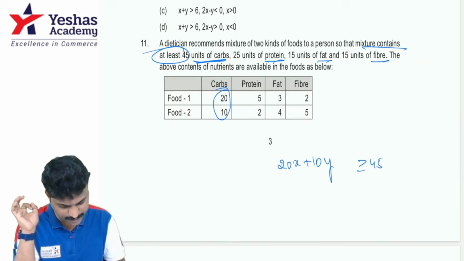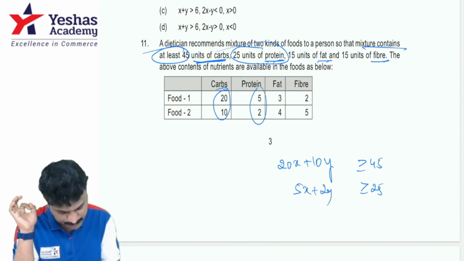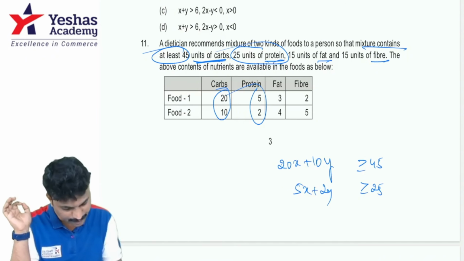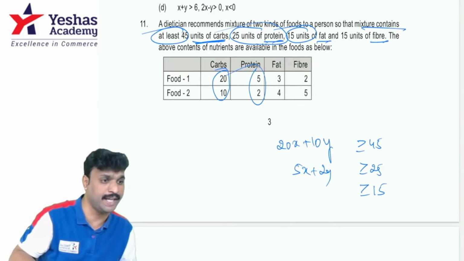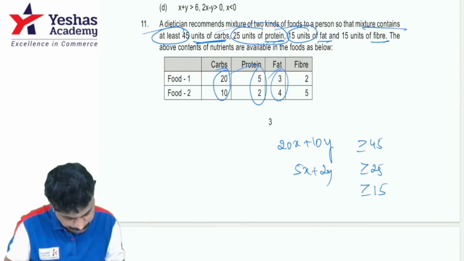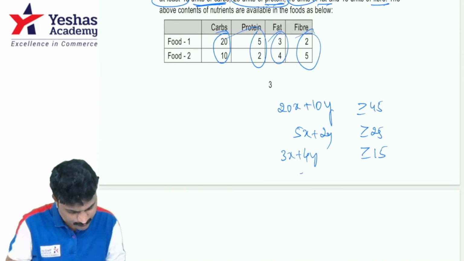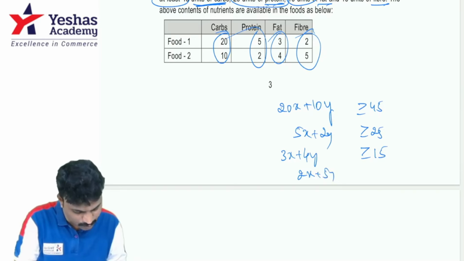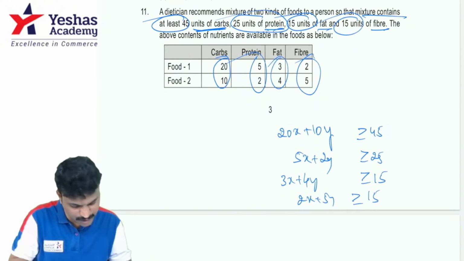For the protein, what is the constraint they have given? At least 25 means greater than or equal to 25. It has 5x plus 2y, right? And for fat, the at least number of units is how much? 15. So it is 3x plus 4y, 3x plus 4y is greater than or equal to 15. And for fiber, 2x plus 5y, that is also greater than or equal to how many units? 15 units again. So which option is correct?